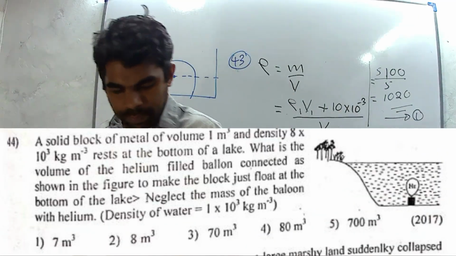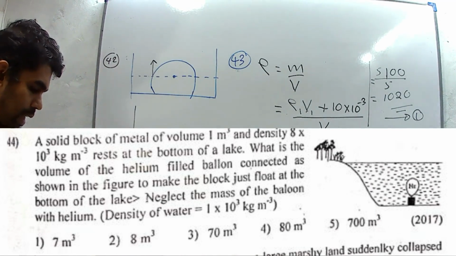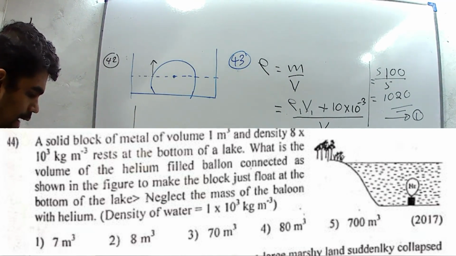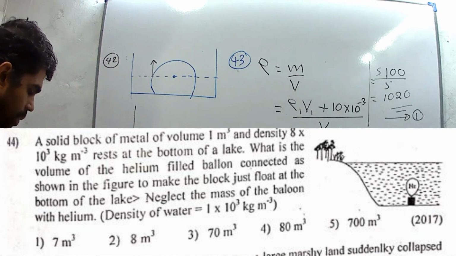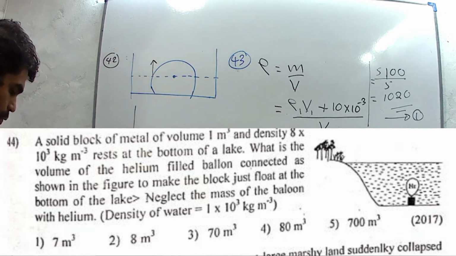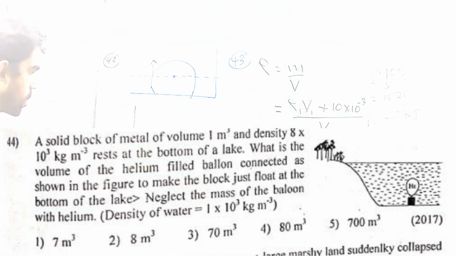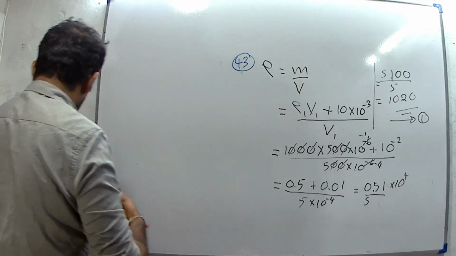Question 44. A solid block of metal of volume 1 cubic meter and density 8 into 10 to the power 3 is placed at the bottom of a lake. What is the volume of the helium filled balloon connected as shown in the figure to make the block just float at the bottom of the lake? Neglect the mass of the balloon with helium. We have to neglect the mass of the balloon with helium.